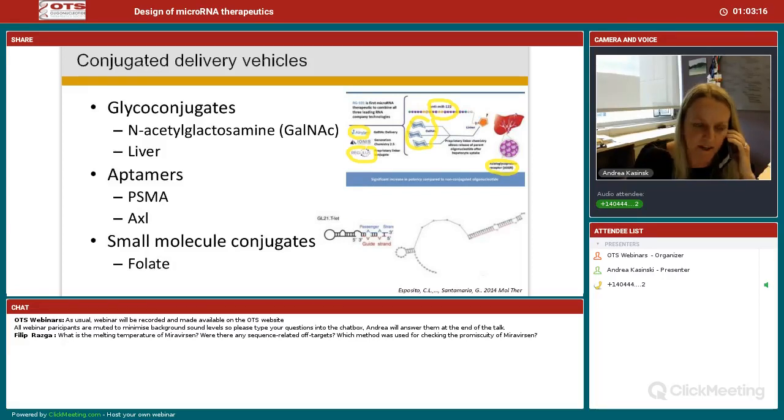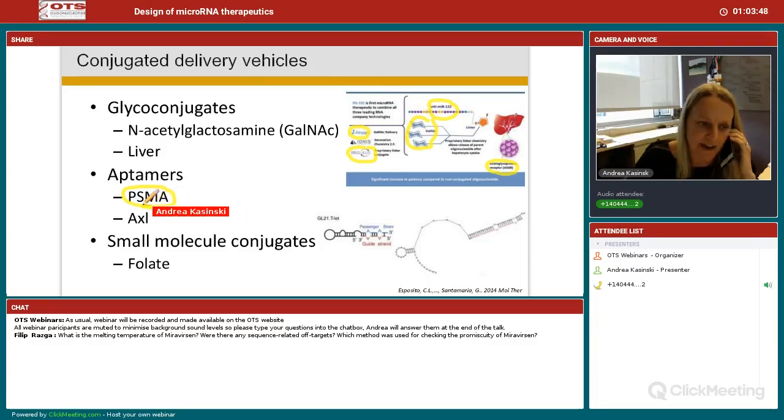Some of the other types that are interesting are aptamers, and there's actually a webinar I saw that's coming up on aptamer delivery. So if that's of interest to anybody, I encourage you to look at that. Aptamers have been designed, for example, to prostate-specific membrane antigen. So high-affinity aptamers for that have been used to deliver tumor-suppressive microRNAs, such as miR-15 and miR-16, to cancer cells, as well as various anti-miRs.